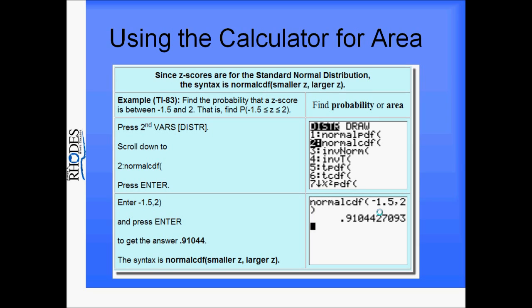Here's another example. Find the probability that a z-score is between minus 1.5 and 2. This goes back to the whole standard normal curve again. And what I'm showing here is you don't need to enter the mean and the standard deviation. It'll assume that it's 0 and 1. So just kind of highlighting that again.